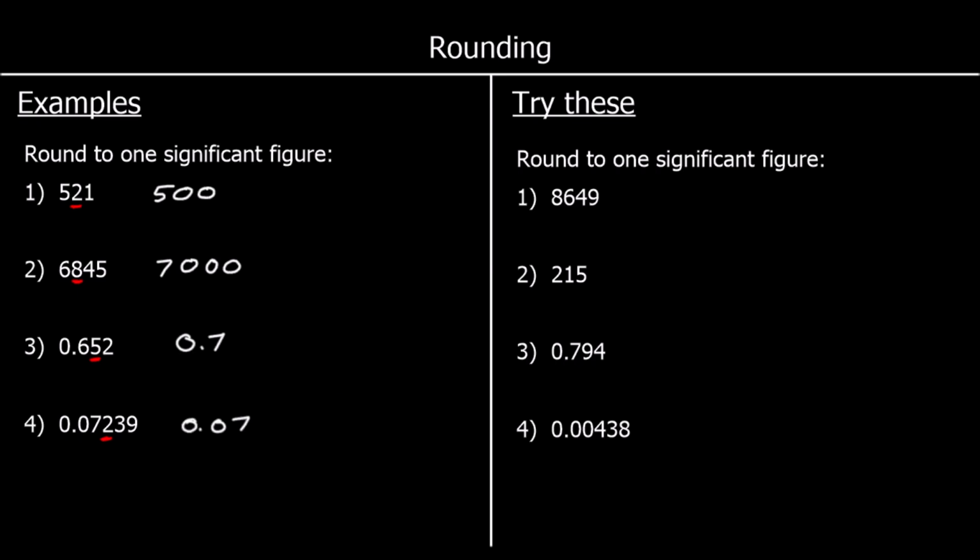Okay, so the first significant figure is the first non-zero number. So here we've got an 8. The one after it is a 6. So it is 5 or above, so it rounds up. So we had 8,000, we're rounding up, and it's now 9,000.